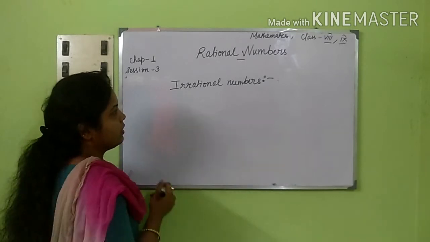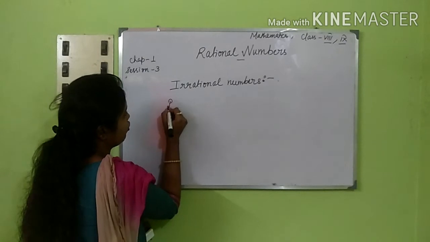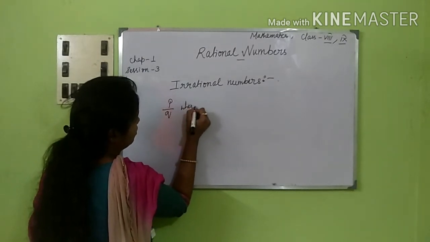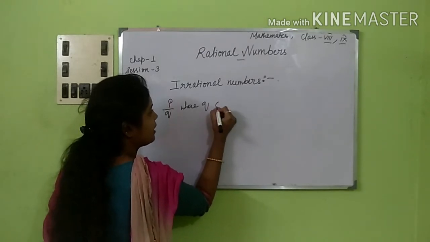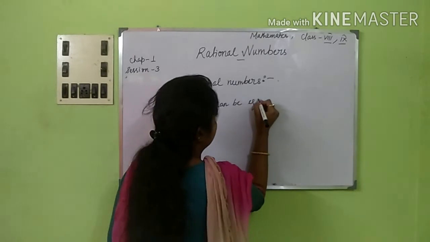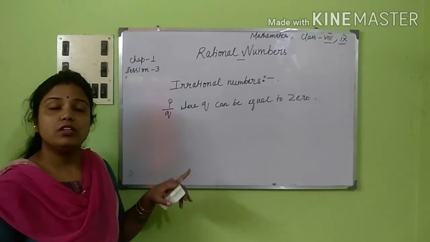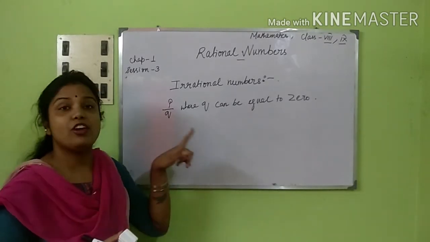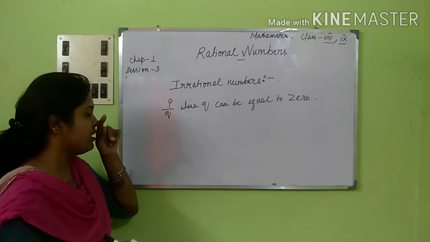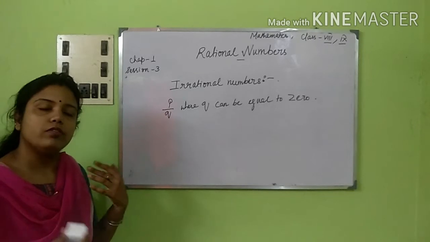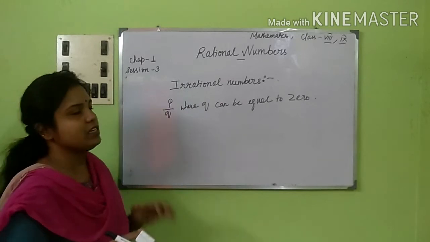Irrational numbers. Now, irrational numbers are numbers which are also expressed in the form p by q, where q can be equal to 0. For rational numbers we have seen p by q where q can never be equal to 0, but here it can be 0. That means if a number is divided by 0, we will get undefined, right? We will not have any proper value for it. So that is what irrational numbers are.